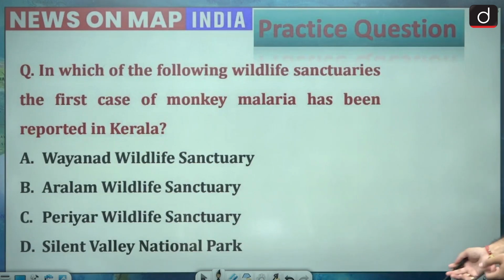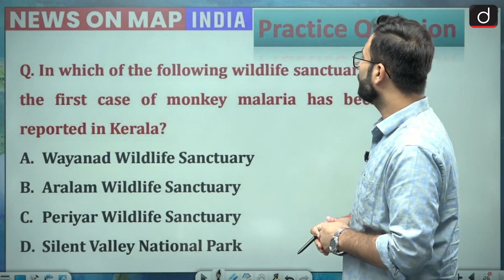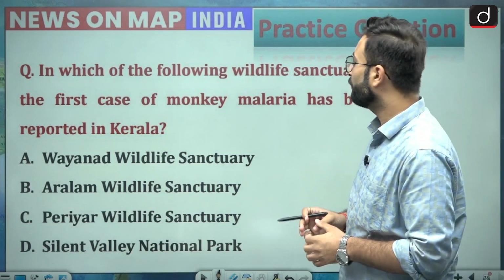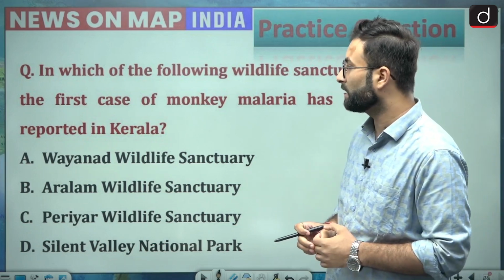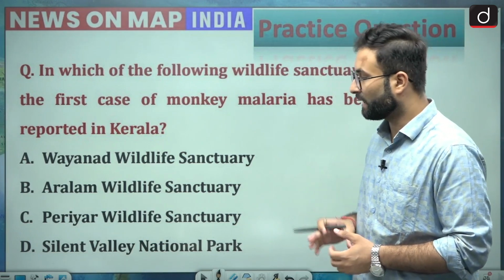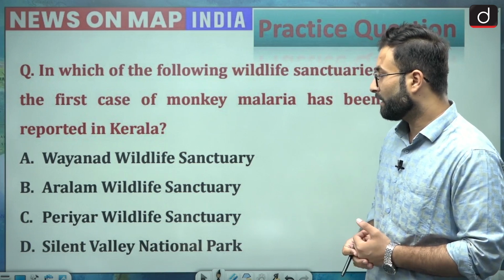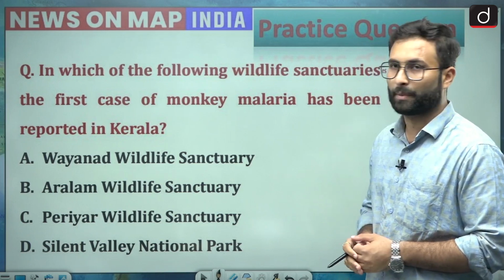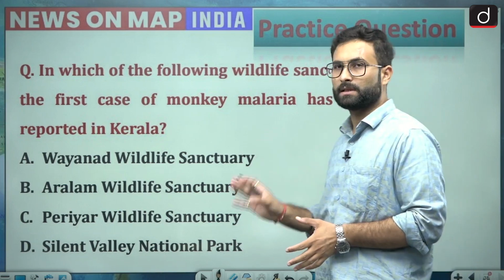Now moving to the last part, that is basically your practice question. In which of the following wildlife sanctuaries has the first case of monkey malaria been reported in Kerala? Wayanad Wildlife Sanctuary, Aralam Wildlife Sanctuary, Periyar Wildlife Sanctuary, Silent Valley National Park. So you can attempt this question and answer to me in the comment box.